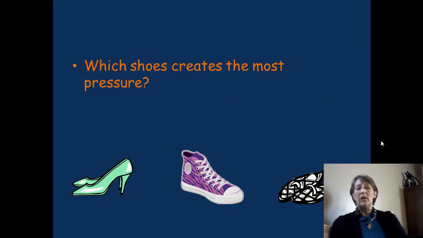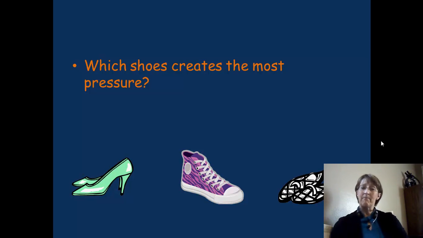Okay, so we look at our next chart. Which shoes create the most pressure? Well, let's say we're talking about one person wearing the shoes. So if she wears the first pair of shoes, look at the area that the bottom of the shoes cover. Compare it to the area that the second pair of shoes cover, and then compare that to the snowshoes on the right, where you've got a much greater area. So it's force per area. So the most pressure is going to be put on by the little heels over there because they have a smaller area.